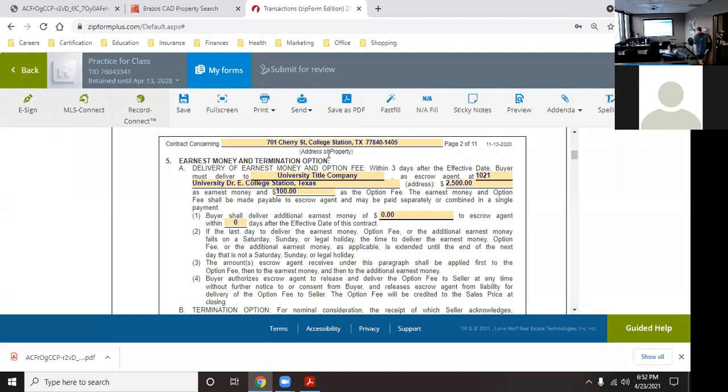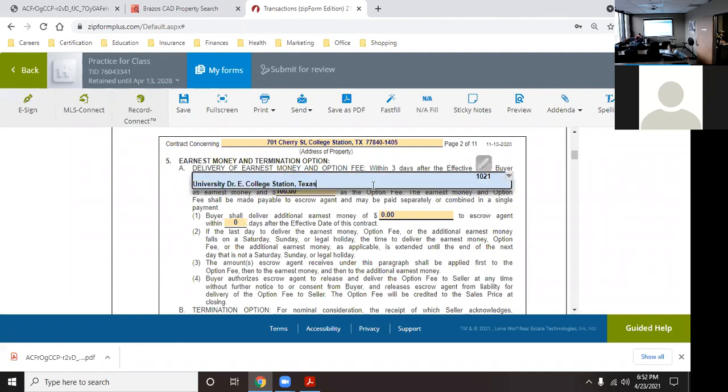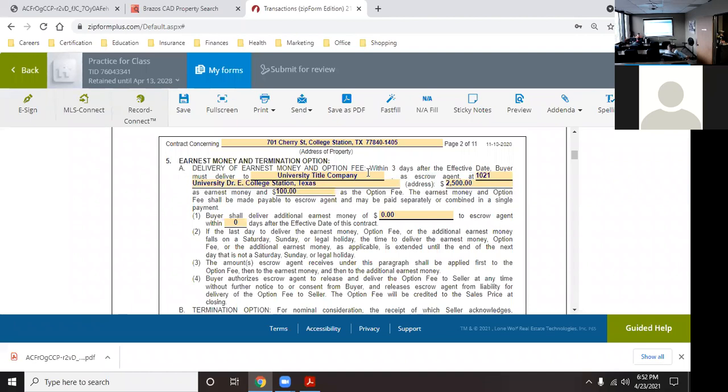So 3 business days. Within 3 days of the effective date, buyer must deliver to University Title, that's the only one picked here in town, as an escrow agent at 1021 University Drive East. That is the address for University Title Company. And again, we just chose University Title because it's close to us, and that house is in College Station, so it's close to them.